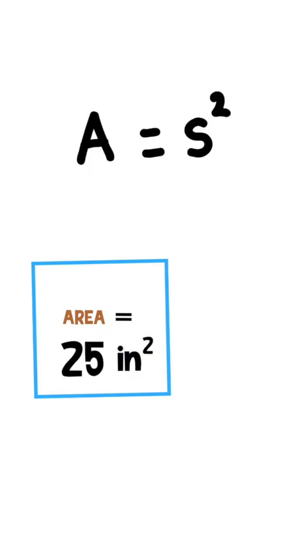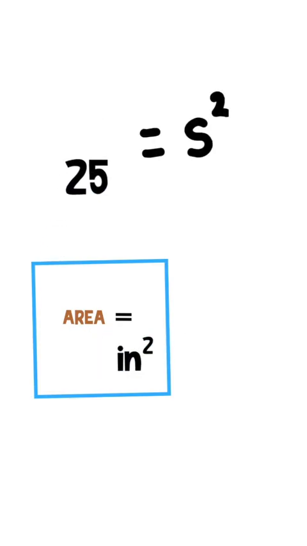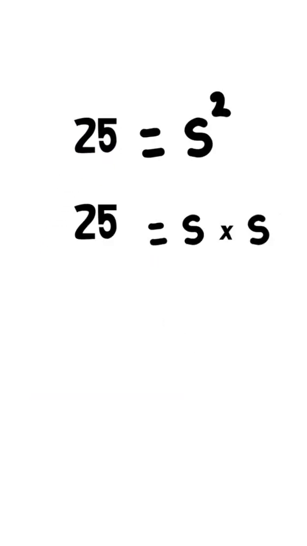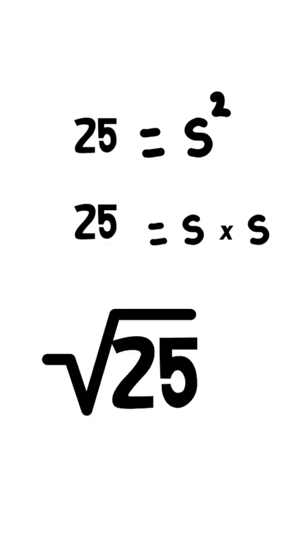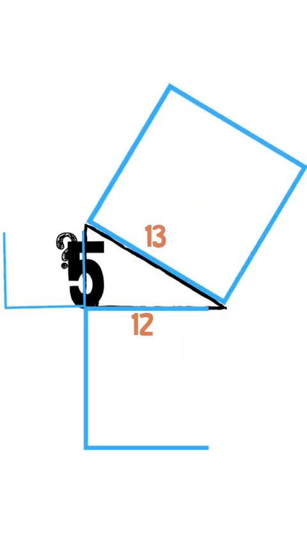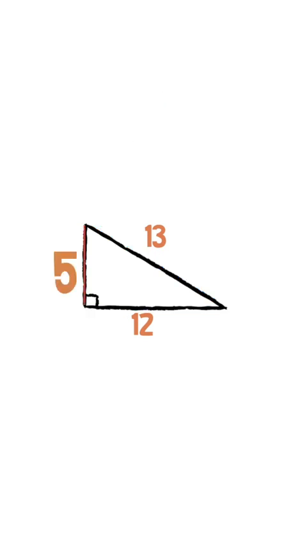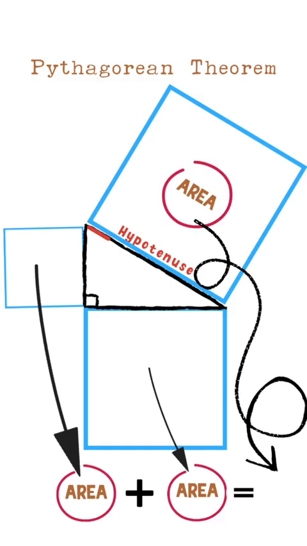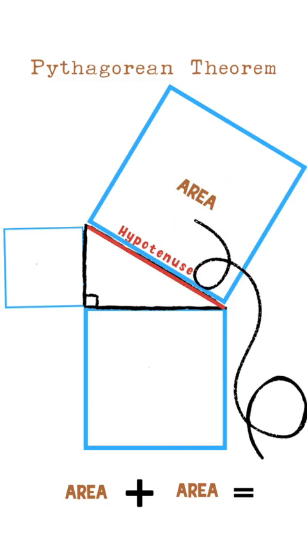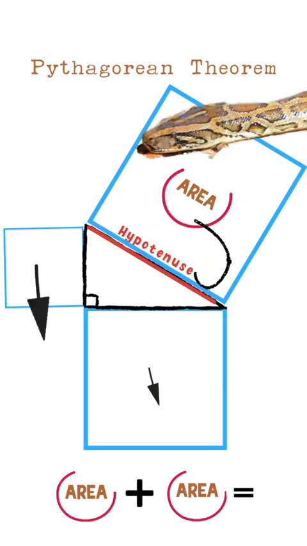Oh, okay. So you're asking what times itself equals 25? Yes. So we need to do the square root of 25. Right. So that's 5. A equals 5 inches. Good job, Ziggy. So the bottom line is this: the sum of the squares of the legs equals the square of the hypotenuse.